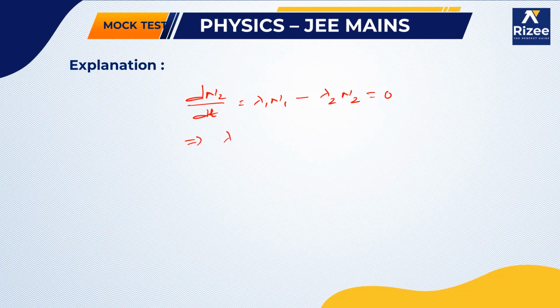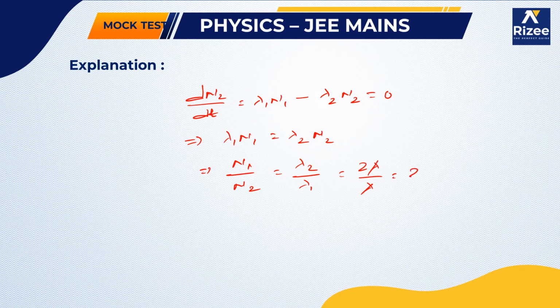That implies lambda 1 N1 is equal to lambda 2 N2. From this one you can write N1 by N2 is equal to lambda 2 by lambda 1. Lambda 2 is given as 2 lambda, lambda 1 is given as lambda, which is equal to 2. So this will be the ratio of N1 by N2.